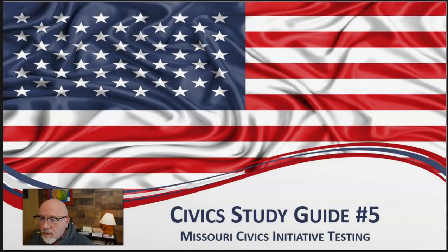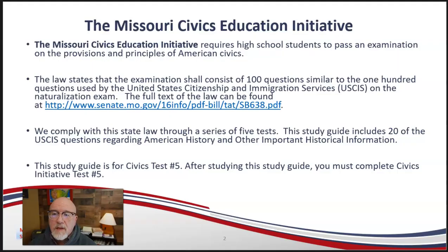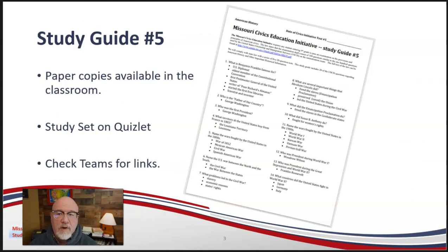Alright, so again we're looking at Missouri Civics Initiative Study Guide number 5, and you will want to also have the handout of the study guide from class. Just as a reminder, the Missouri Civics Initiative is a state law. And we've talked about this before, but we're complying with the state law by dividing the 100 questions over 5 tests. And so we are on the last one with test number 5. So be sure that you have a copy of the study guide. Paper copies are in the classroom, and there's also study sets on Quizlet, so check the links in Teams.